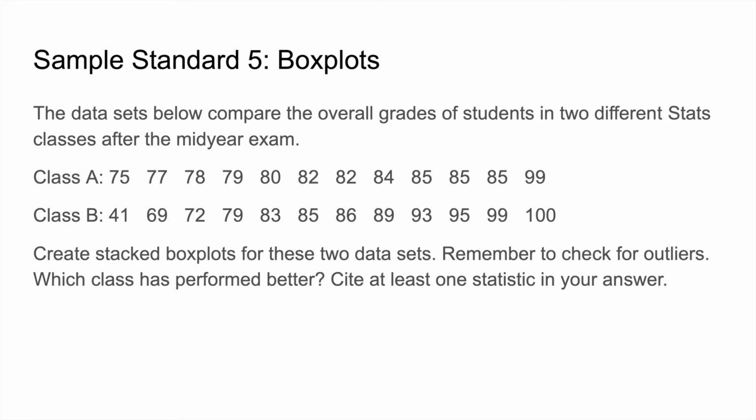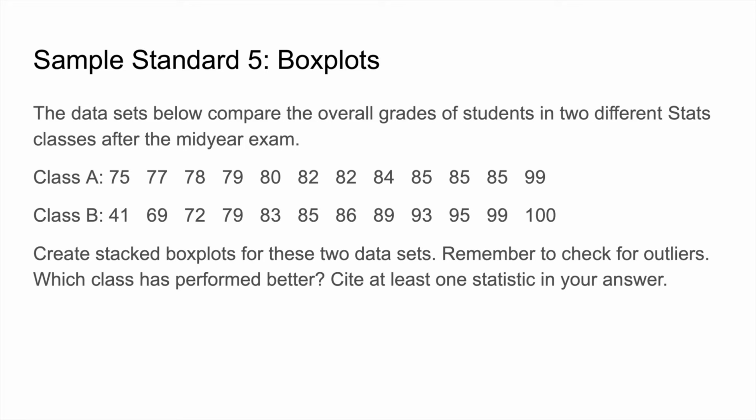In order to create box plots, you need the 5-number summary. The 5-number summary is the minimum, Q1, the median, Q3, and the maximum. To get those values for these two data sets, you should put them in your calculator. Put class A maybe in L1 and class B maybe in L2, and then go stat, calc, one variable stats for each of those two lists. It will spit out the two different 5-number summaries.